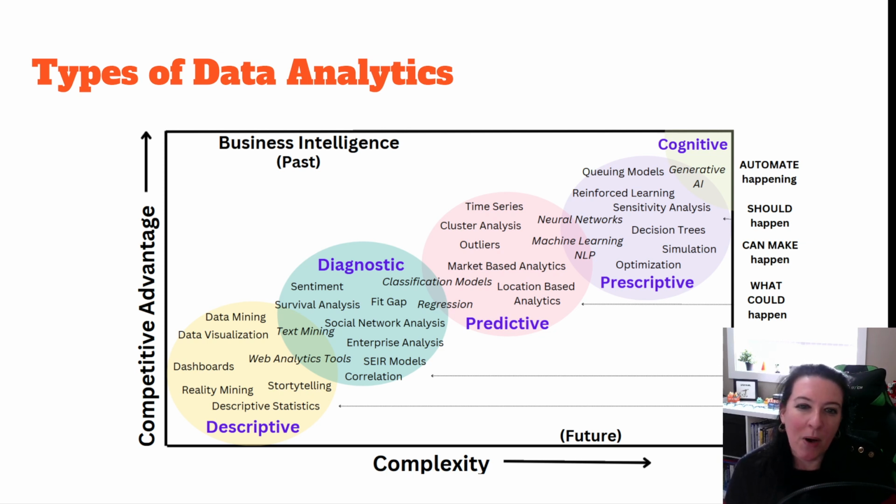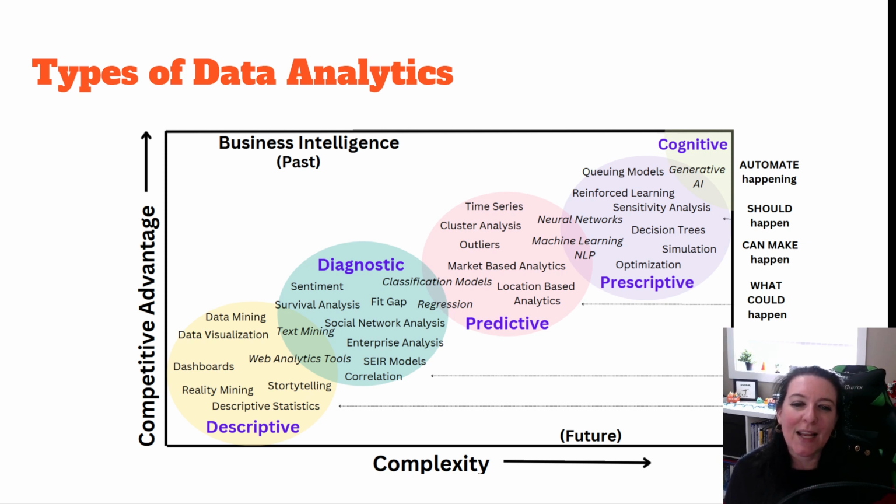Now, classification models can span diagnostic and predictive because we can use classification models to predict for the next person or event what group they belong to. So some of these methods will span multiple analytics approaches.